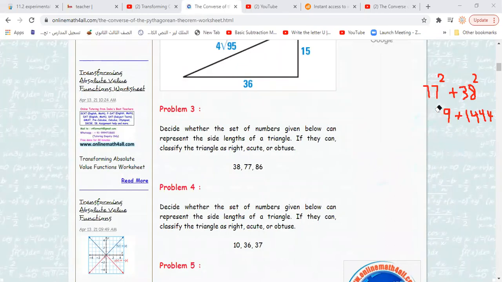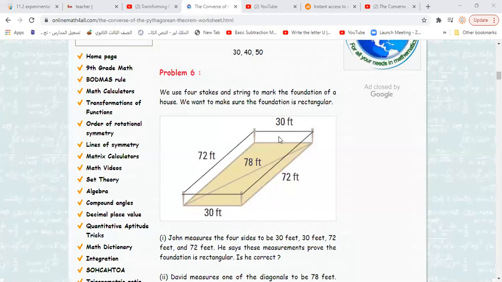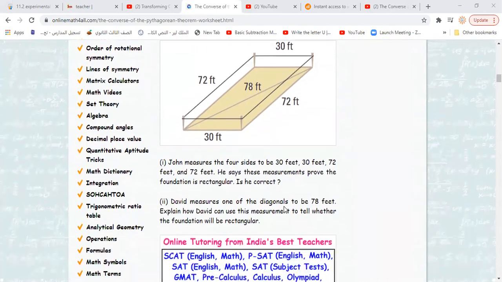Jana, did you understand this part? Could you please explain to me again the part which we finished? What are we looking for in this question? To prove what? If the foundation is rectangular. How can we work with this one? We will choose the longest side, right?